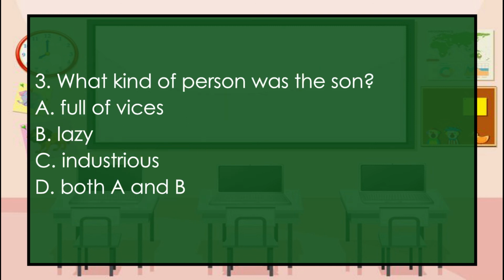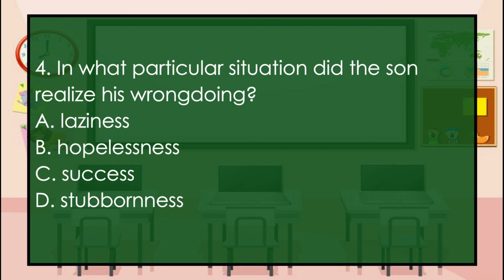Number 3. What kind of person was the son? A. Full of vices. B. Lazy. C. Industrious. D. Both A and B. Number 4. In what particular situation did the son realize his wrongdoing? A. Laziness. B. Hopelessness. C. Success. D. Stubbornness.